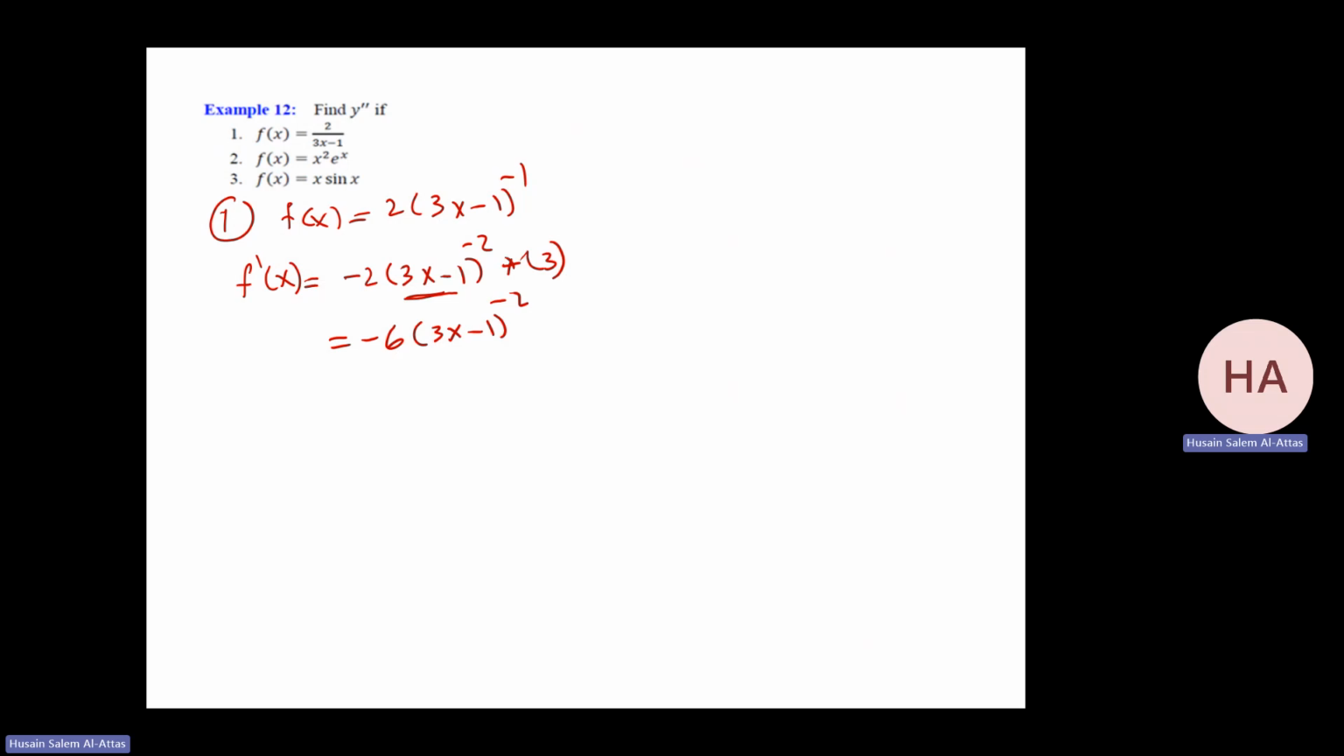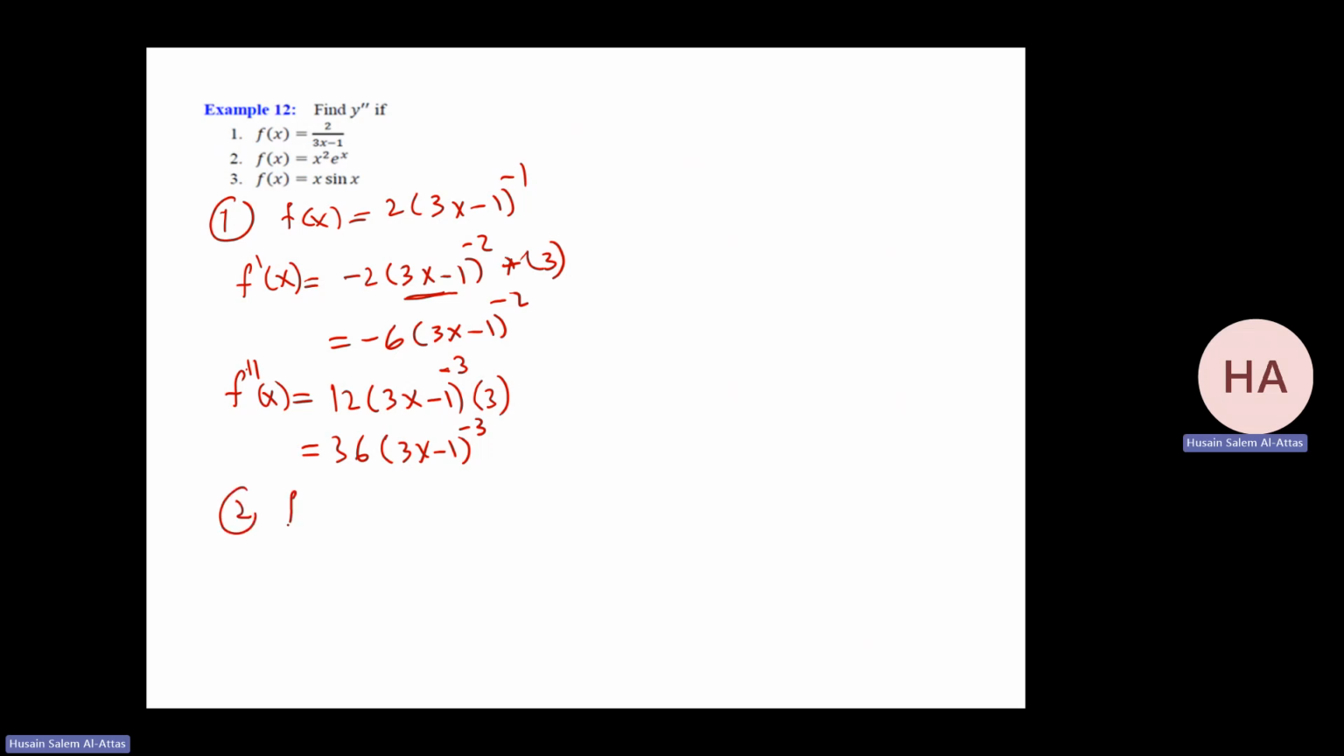This is the first derivative. This is only the first derivative. Second derivative, do it the second time. That will be 12 (3x minus 1) to the power -4 times 3. And that is 36 (3x minus 1) to the power -4. Okay, just calculation, do it 2 times.